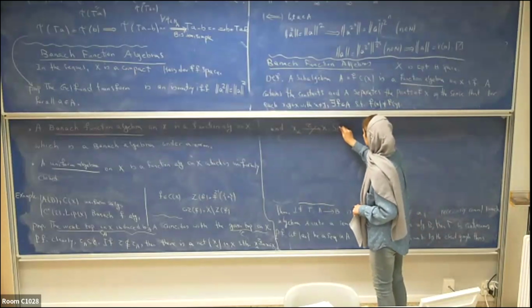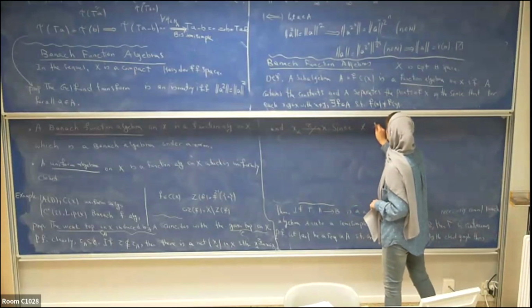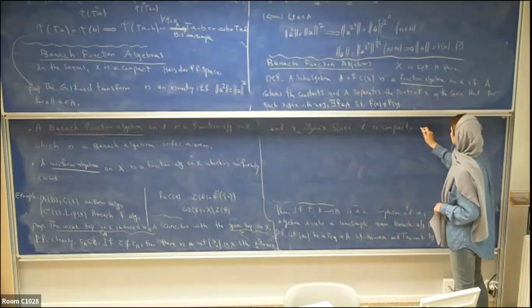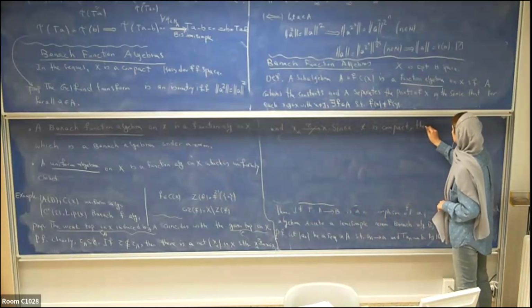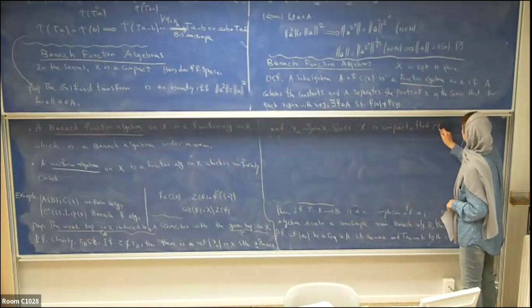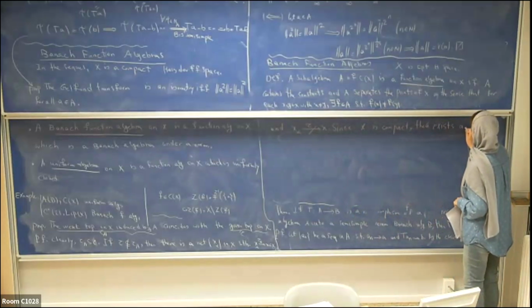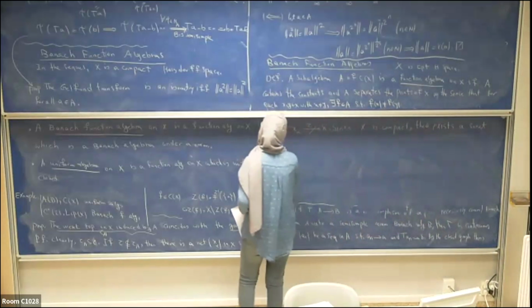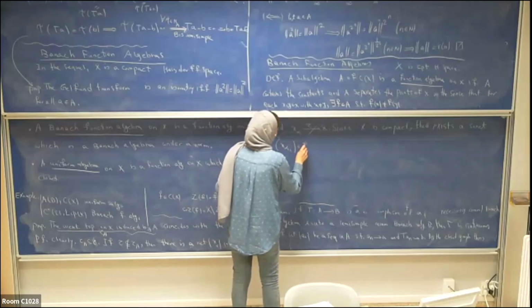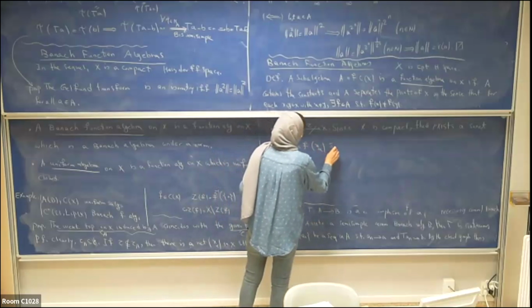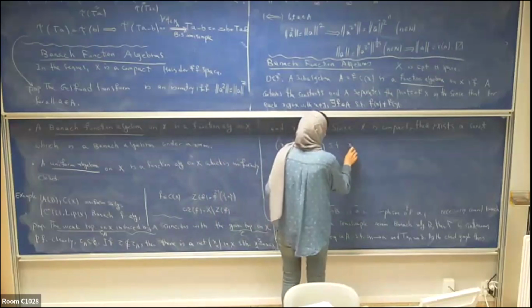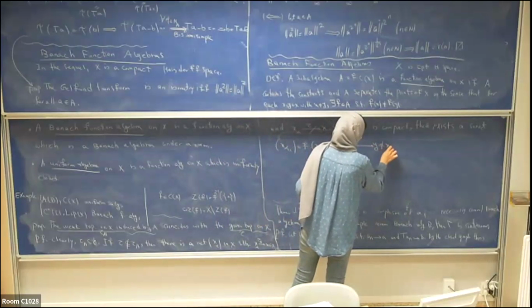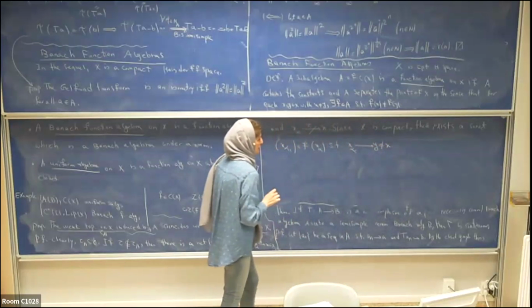So since X is compact, there exists a subnet x_alpha_i of x_alpha such that x_alpha_i goes to y, which is not equal to x.